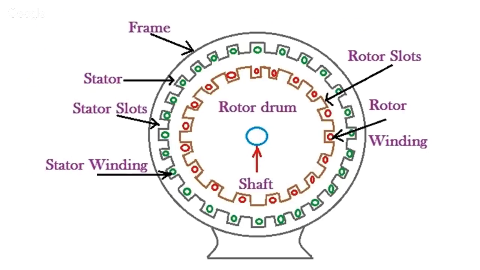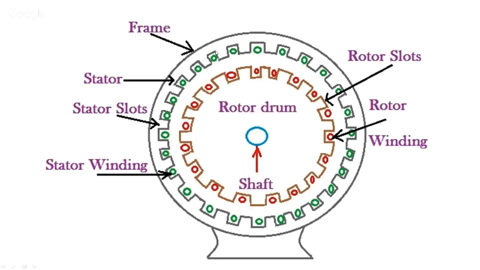So this is the construction of an induction motor. This is the frame. The outermost is the frame, which is made up of cast iron. It gives mechanical support for the stator as well as the rotor. It protects the inner windings.